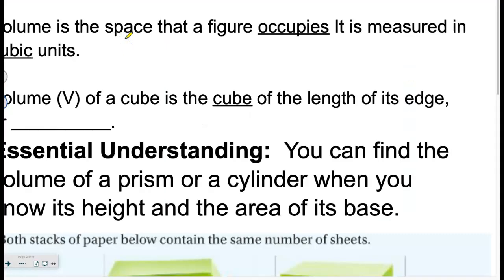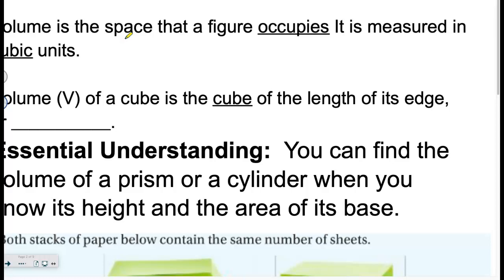So at the top of page 13 is where our notes start. And it says that volume is the space that a figure occupies. I like to think of it as if you filled it up with water, how much water it can contain. So we're going to be inside these figures. We've been on the surface area of them. Now we're going to be filling them up instead of wrapping them with wrapping paper. I don't really care about this volume of a cube thing because it's going to fall out naturally. So you don't even need to fill in that blank there.